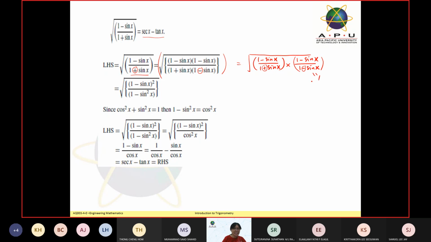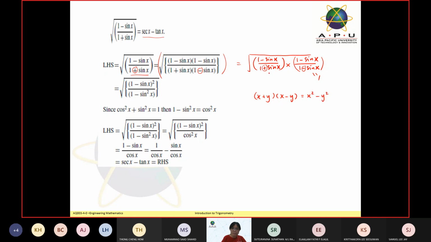So if we take anything times 1, it is the same, right? It's the same. So that's why we can multiply by this one. Okay, so what happened when we multiply this? When I multiply this, the bottom, I'm going to have 1 minus sine square x. Remember, if we take x plus y, multiply with x minus y, it actually equals x squared minus y squared.